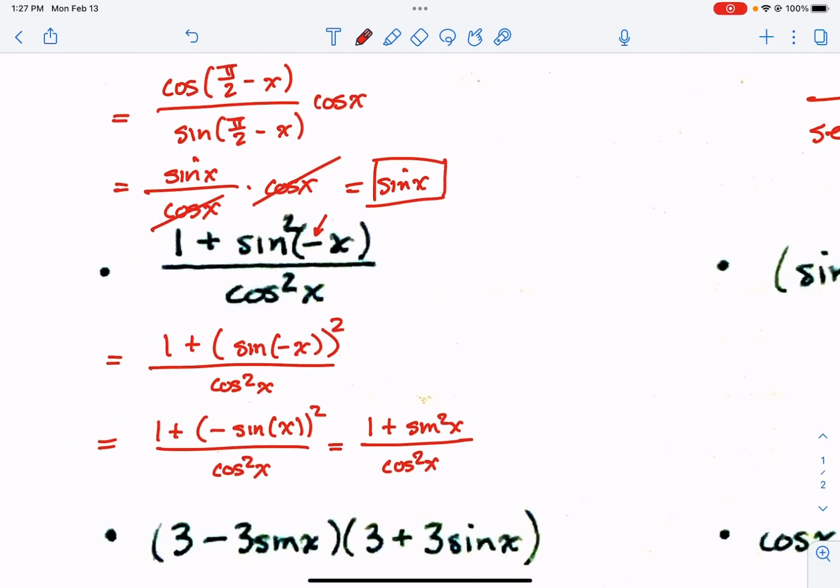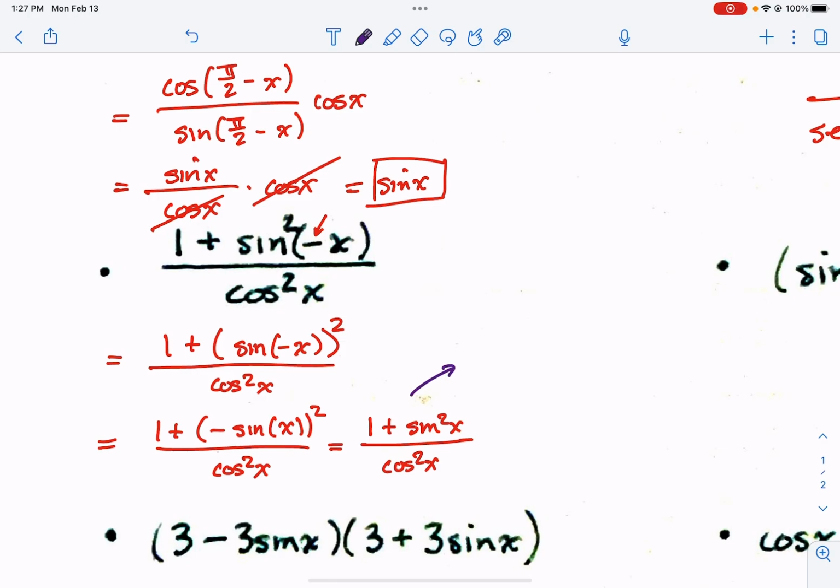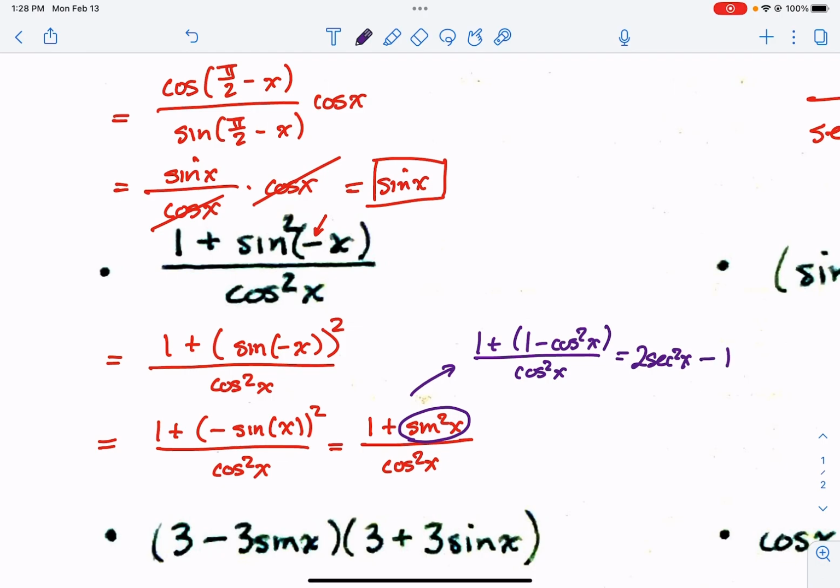And from here, you could go two different ways, and maybe I'll show both of them. So what you could do is substitute in for sine squared and turn this into 1 plus 1 minus cosine squared x over cosine squared x. And this whole thing would simplify really nicely. So you would have 2 secant squared x and then minus 1. So that's one option. That's a valid answer.